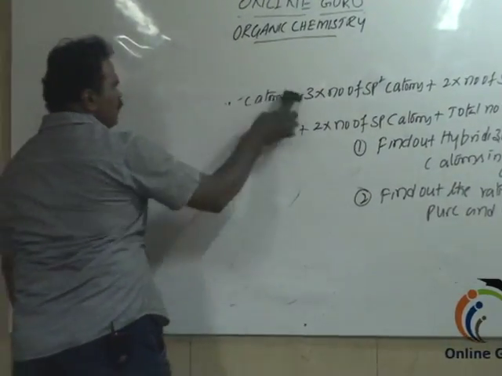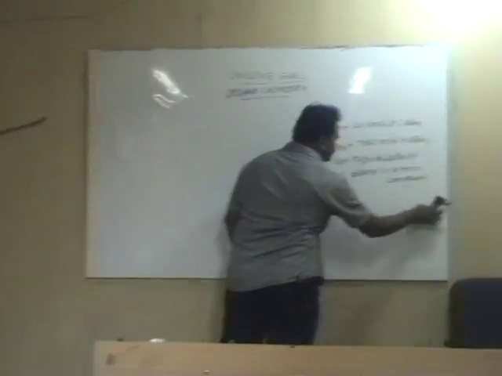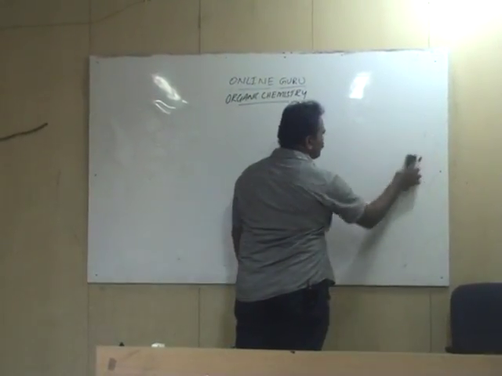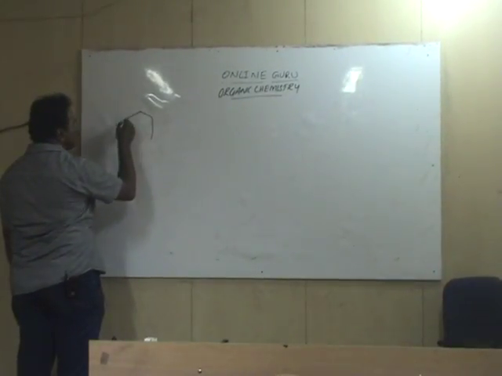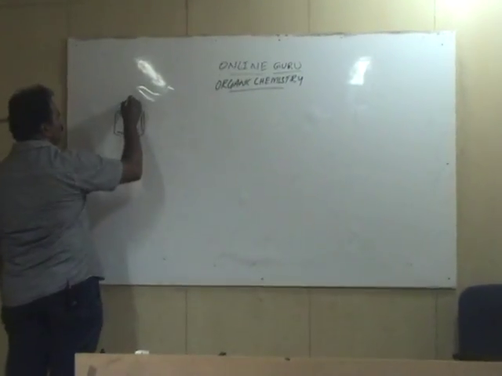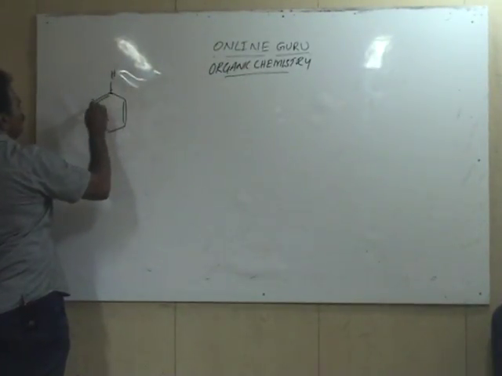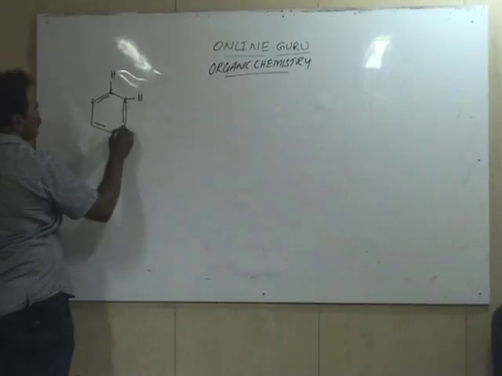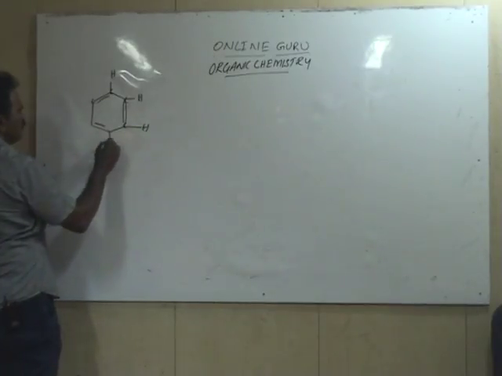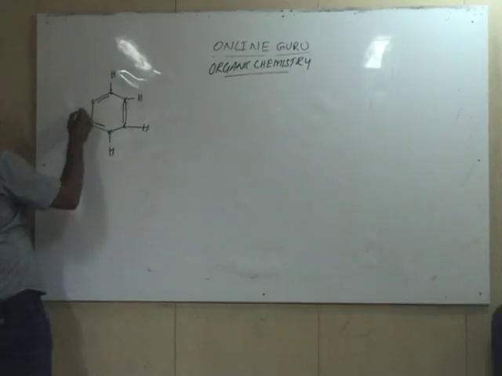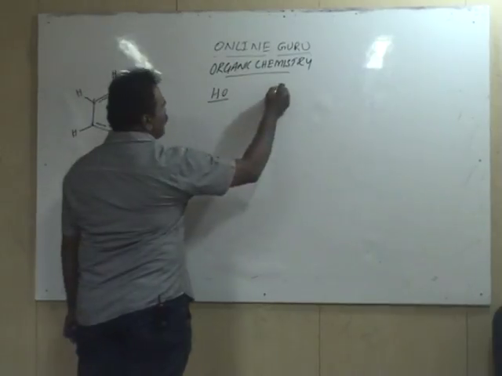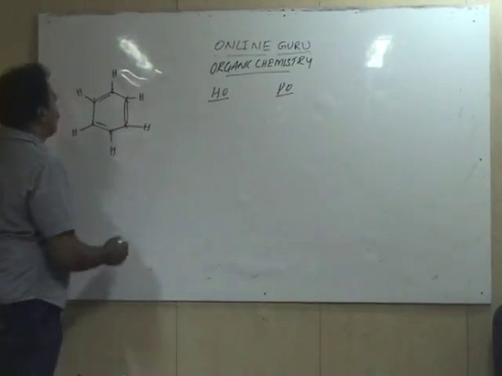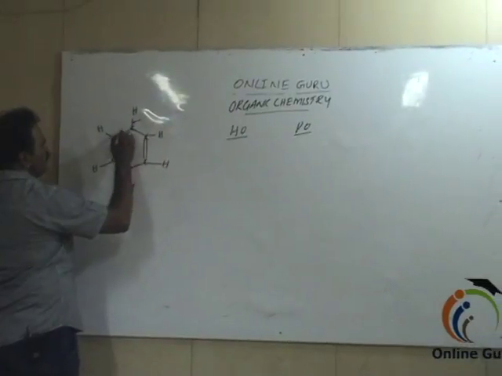we have to take another example. The next example is benzene, formula C6H6. It is a monocyclic compound. So this is carbon, and each carbon has one hydrogen atom. So the number of hybrid orbitals and pure orbitals in benzene: this is carbon, sigma, sigma, sigma.